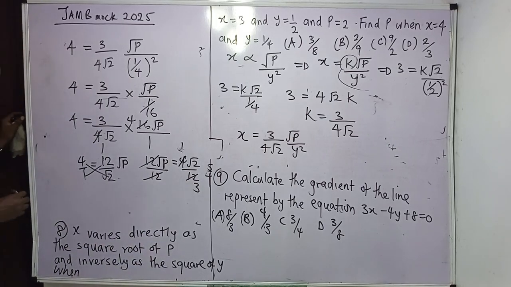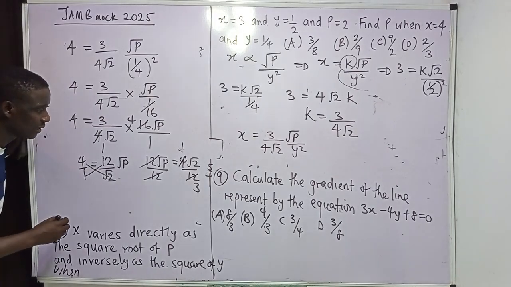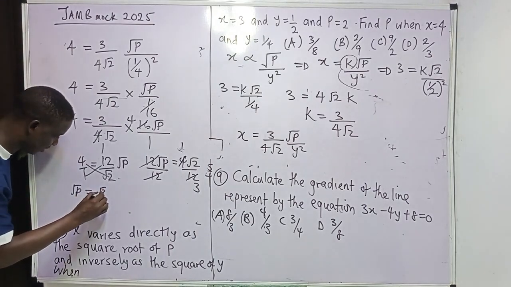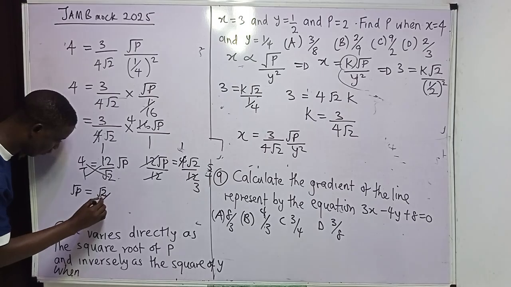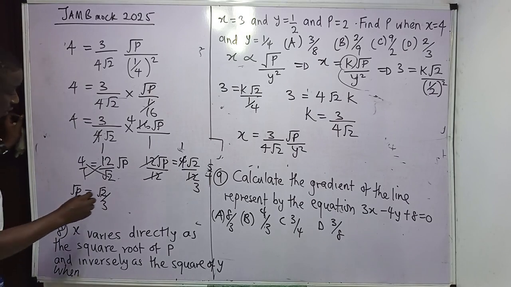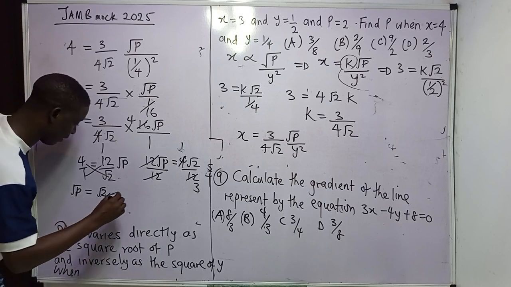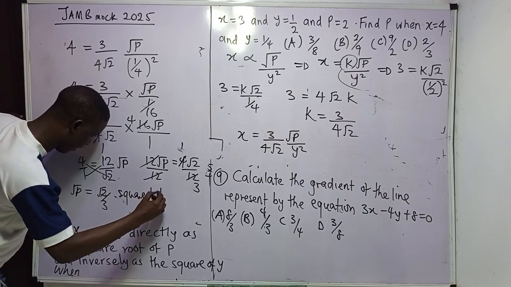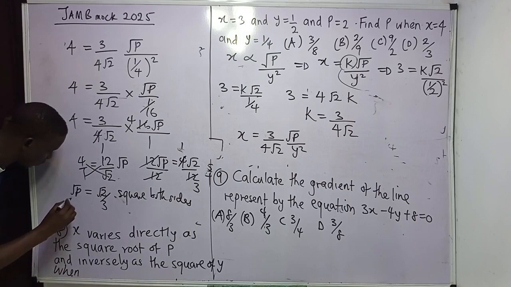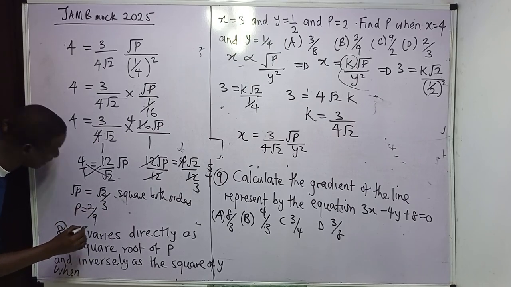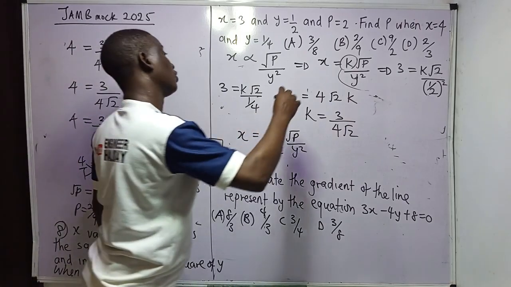So what I want to do now to get our final answer is root P equals root 2 over 3. So if you take the square of both sides, what do we have? Square both sides. Square this one, I have P. Square this one, I would have 2. Square this one, I would have 9. So I would have 2 over 9, which is option what?